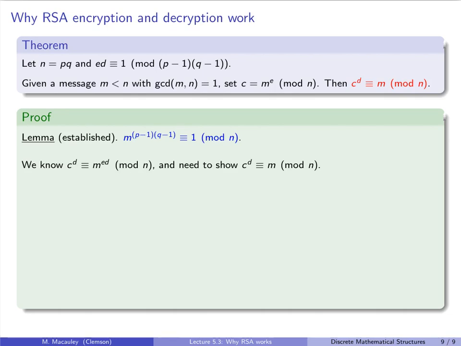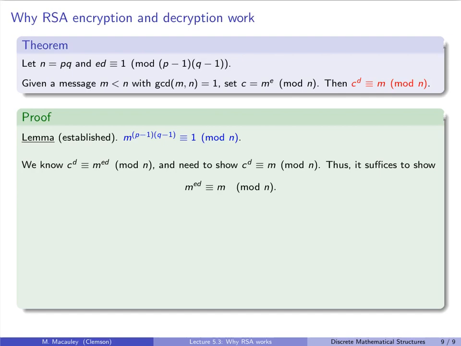Okay, do you got that? Let's write it down for good. We know that C to the d is equivalent to M to the ed mod n, and we need to show that it's also equivalent to M mod n. In other words, it suffices to show that M to the ed is equivalent to M mod n.